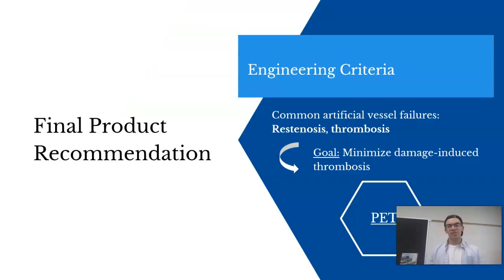So for our final product recommendation, the engineering criteria was important to evaluate first. Here I focused on the fact that common arterial vessel failures are because of restenosis, which is the narrowing of the vessel, as well as thrombosis, which is the coagulation of the blood, clotting, very high risk, very detrimental to the longevity of the vessel. And so here the goal was to minimize the mechanical loads, which may induce damage, which may cause thrombosis. So essentially by minimizing those mechanical loads and maximizing how well it performs, you potentially minimize those risks. And PET did perform the best in this case.